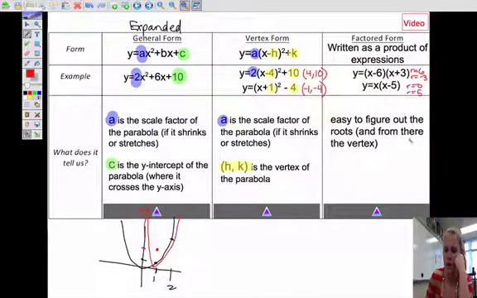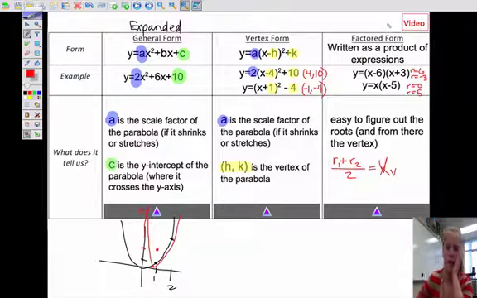And then from there we can figure out the vertex by taking root 1 plus root 2, dividing it by 2, and that is the x of the vertex, and then you plug that x in to get the y of the vertex. Okay, so those are the three different forms and kind of why each is beneficial.